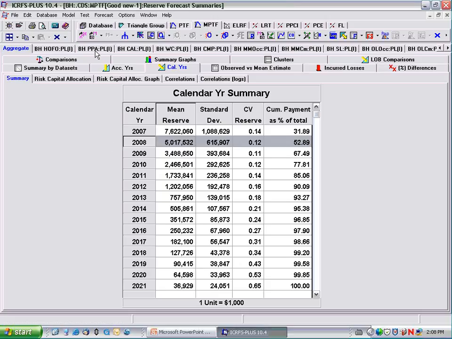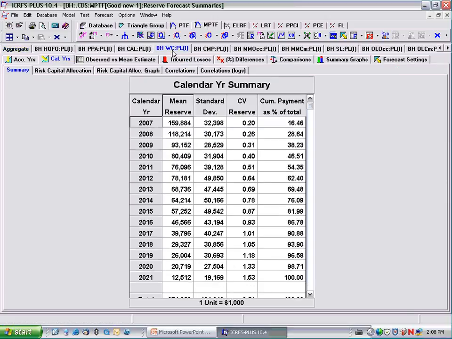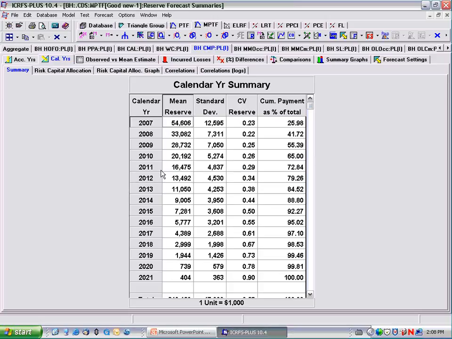But if you look at a specific line like workers' comp, you can see that it is very different. It's going to take until 2011 before you pay half of your reserves. If you look at CMP, its half is by 2009, and so on. Again, it depends on the trend structure along the development years and what assumptions you're making about calendar year trends in the future.